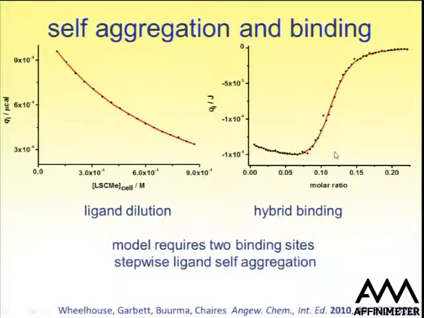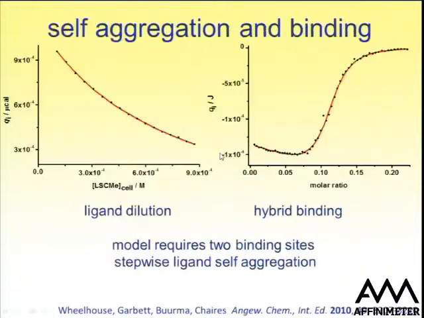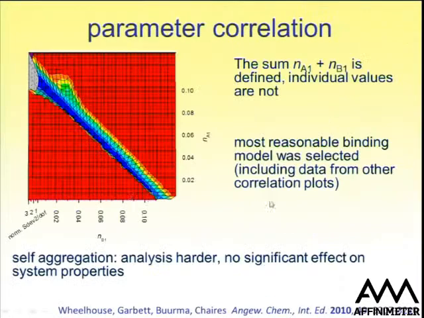So we analyzed this data in terms of a binding model that had self-aggregation and 2 binding modes, and we get this fit to the data. Now, what does that model actually mean? The key bit of information is, again, looking at the parameter correlation. If we look at the 2 stoichiometries for that first binding mode, let's go back. So we have 2 different binding modes in this region here.